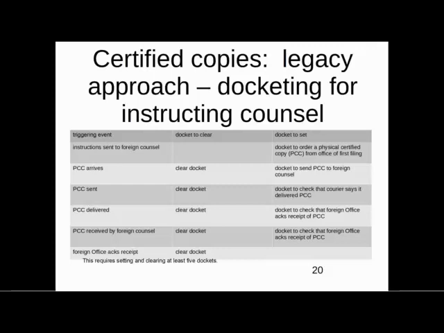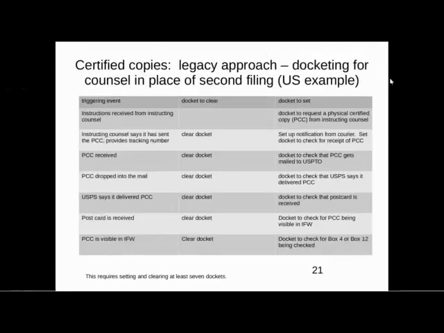Then if you're European counsel, you can't just trust that U.S. counsel is going to do a good job of delivering that thing to the U.S. Patent Office. You need to docket and check and make sure that you later get some sort of independent confirmation that the U.S. Patent Office really did receive the certified copy. We're talking about European counsel having to set and clear a minimum of 5 dockets, okay? Minimum of 5 dockets. That's nowhere near the entire docket setting and clearing, right?